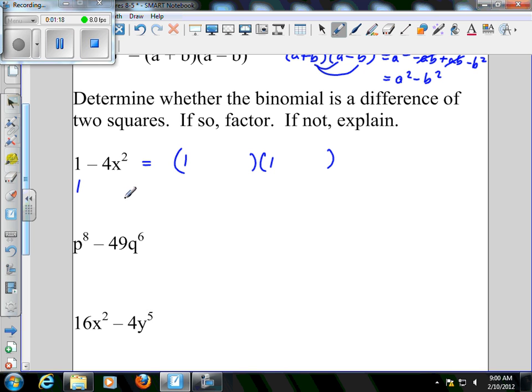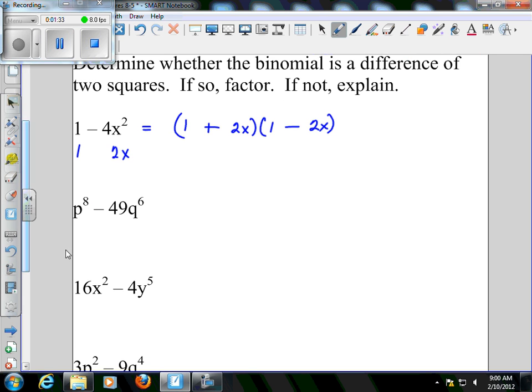What do you have to square to get 4x squared? Well, that would be 2x. And all you do is put in a plus and a minus. And that's it. Now this only works if you can actually take the square root of your term. So let's keep going and see if this will work on all of these. I bet it will on some, but won't on others.